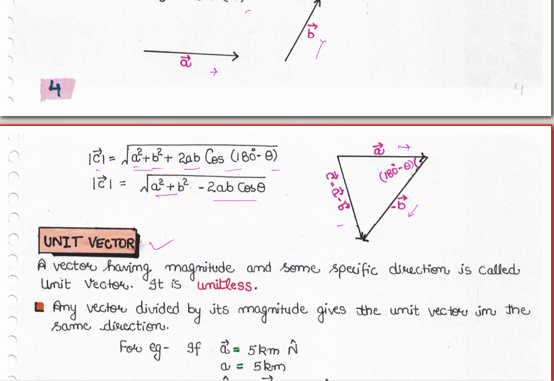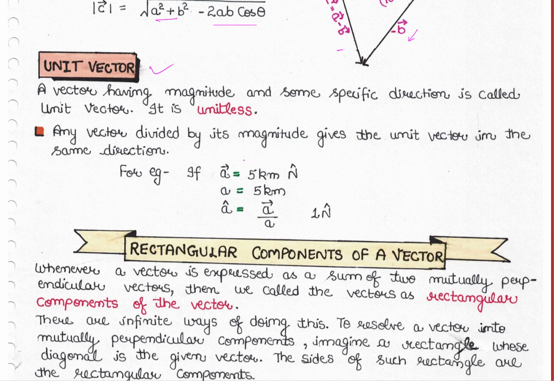Now what is a unit vector? A vector having magnitude one and some specific direction is called a unit vector. It is unitless. That is, any vector divided by its magnitude gives the unit vector in the same direction. Such as if A is equal to 5 km north, so A magnitude is equal to 5 km. So unit vector is A vector divided by magnitude of A, that is 1 unit along north.